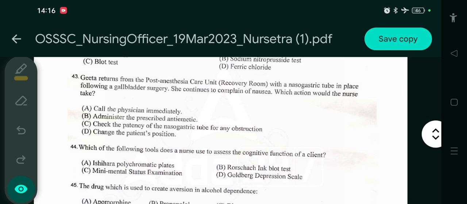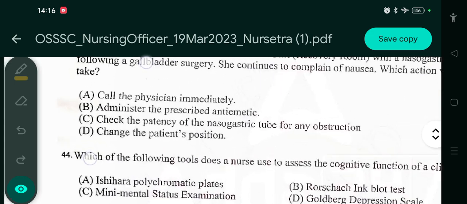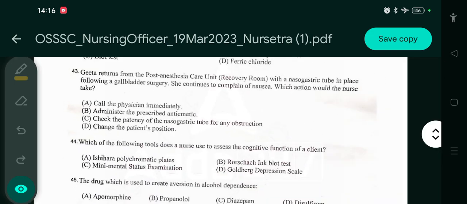The patient is complaining of nausea after surgery. So here the appropriate nursing action is to check the patency of the nasogastric tube for any obstruction. Any obstruction in the nasogastric tube can lead to nausea, because there is no drainage of the gastric content, so that may be the cause, okay.